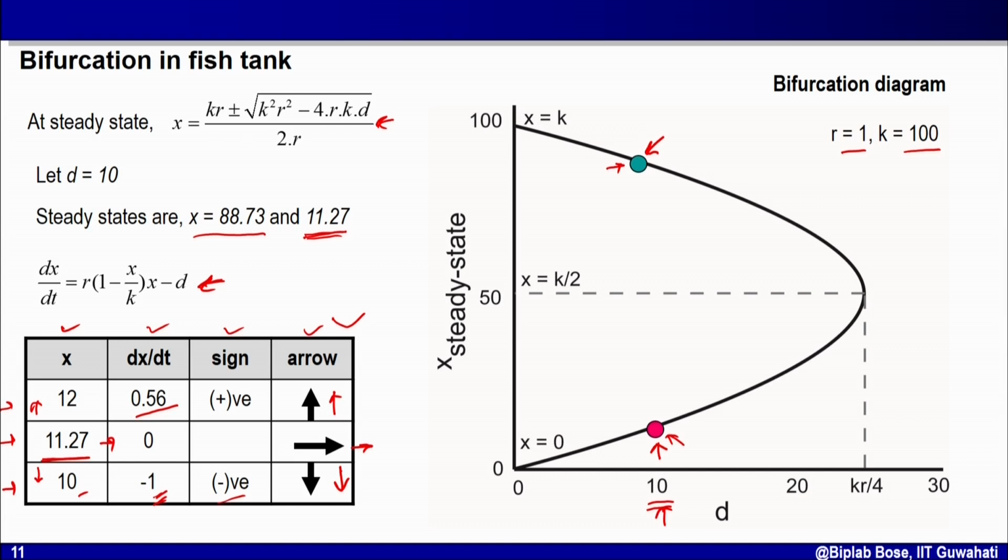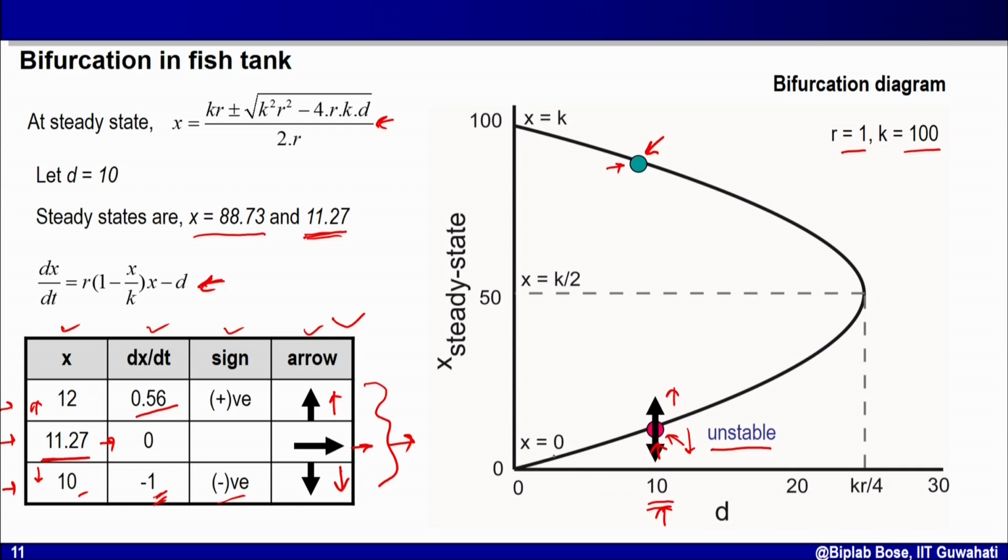So I can put the arrows on this red dot based on the result that I have got in tabular fashion. So that's what I have done. As you can notice, this red dot is a steady state, that is 11.27 when d equal to 10. So x will stay there if you don't perturb it. But if you perturb it slightly, it will move away. One arrow is pointing up, one arrow is pointing down. So that means this point is unstable.